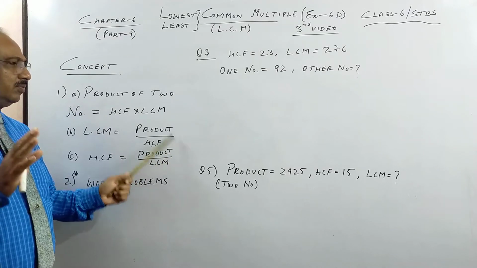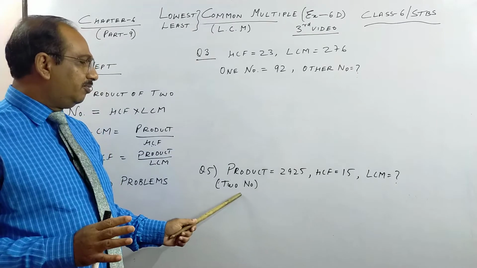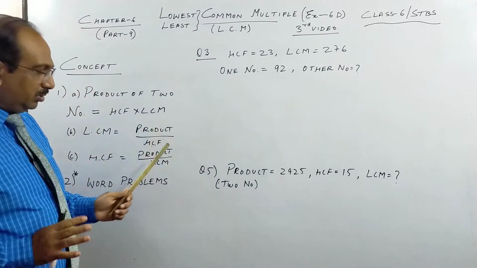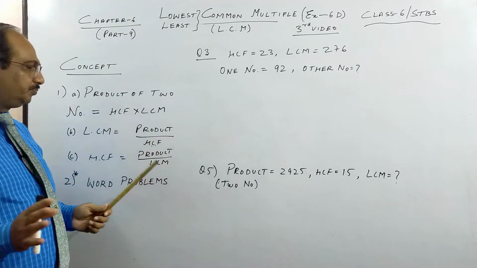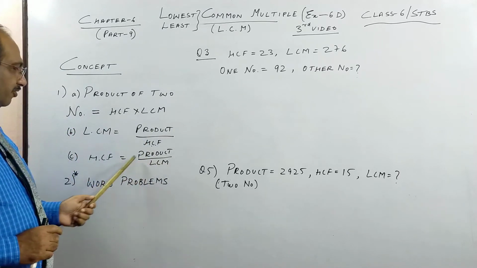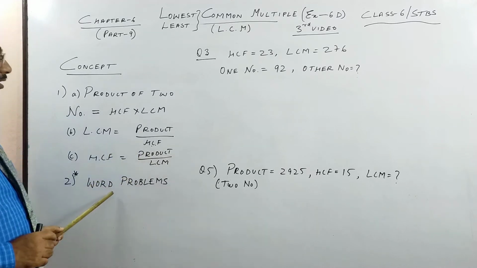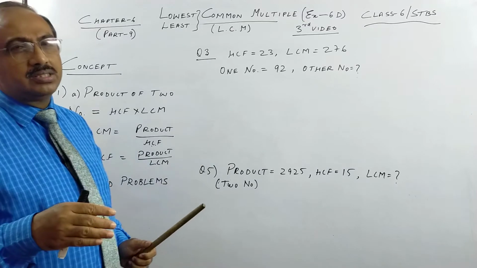Children, remember, it's always about two numbers. I have not always written it, but here I have written. So it is about two numbers. Be very clear about it. If there are 3 or 4 numbers, this rule won't be applicable there. So HCF is product by LCM.